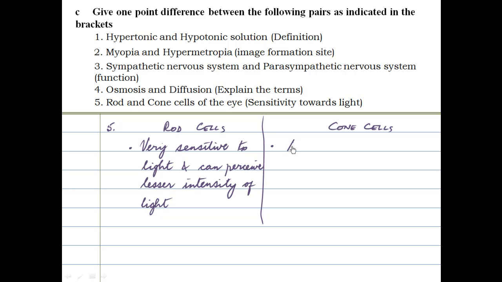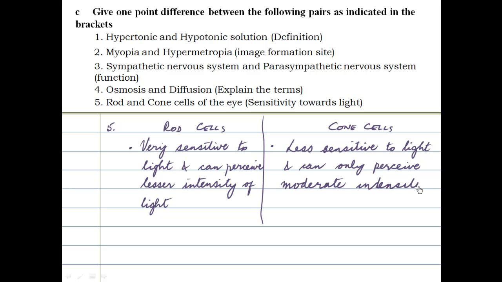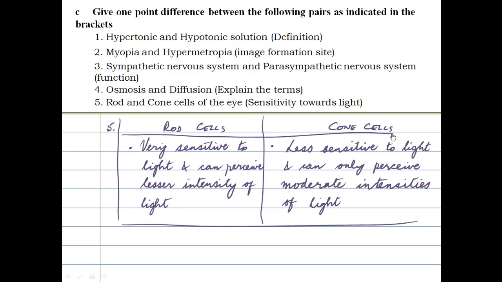The cone cells, on the other hand, are less sensitive to light and can only perceive moderate intensities of light. Right, this done. Let's move on to the next question now.